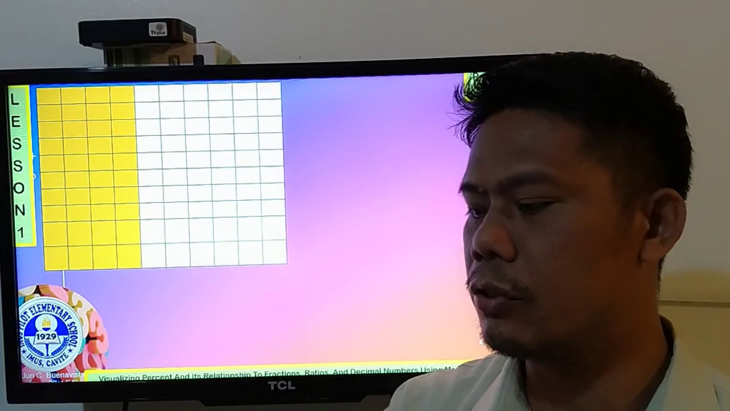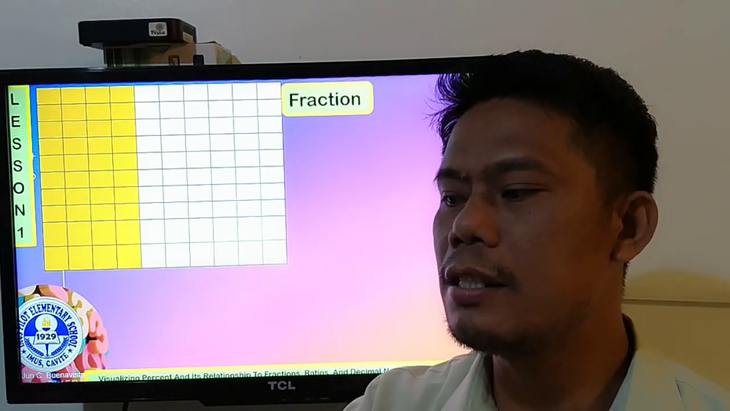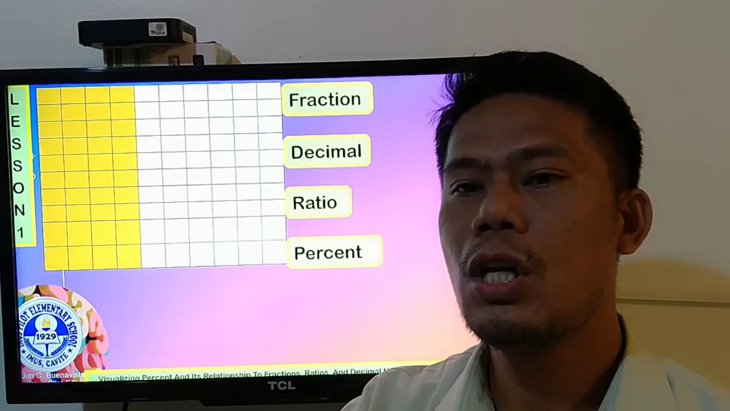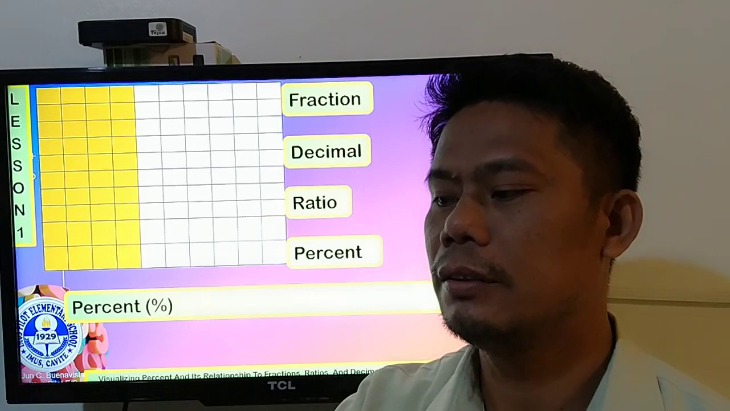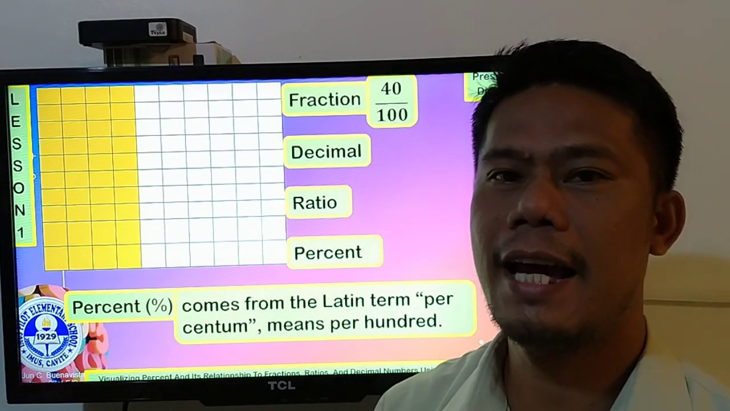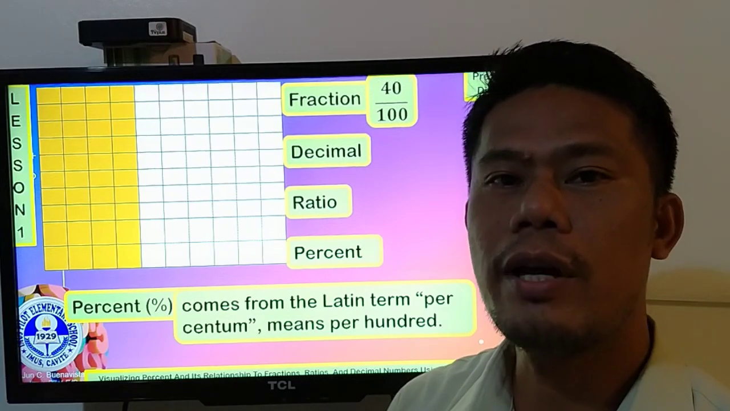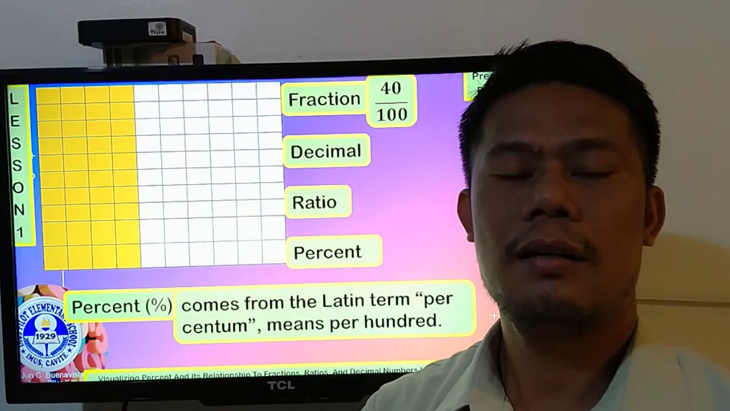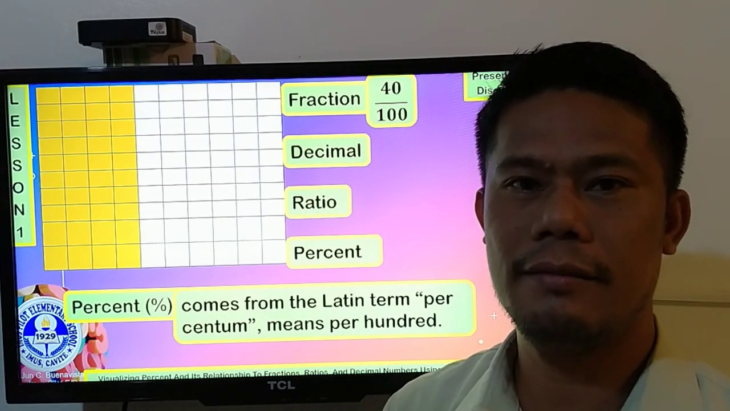So we are going to give the fraction, and we are also going to change that into a decimal number, a ratio, and a percent. Now the fraction is 40 over 100. So 40 hundredths, class, is not in the lowest term. So we are going to change that into lowest term by dividing it by the GCF. What is the GCF of 40 and 100?